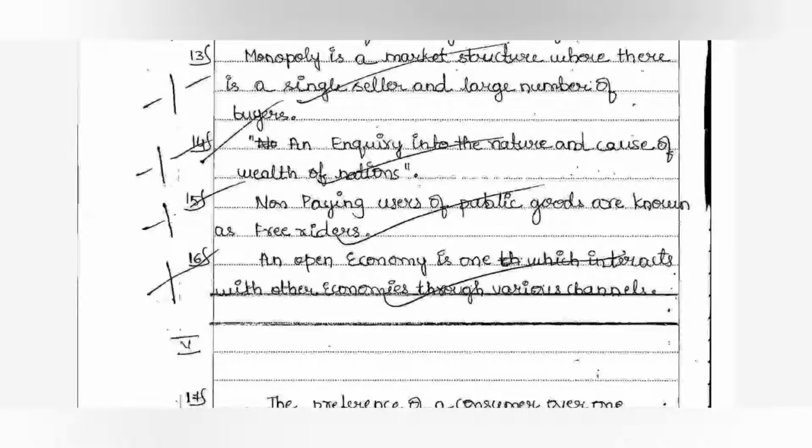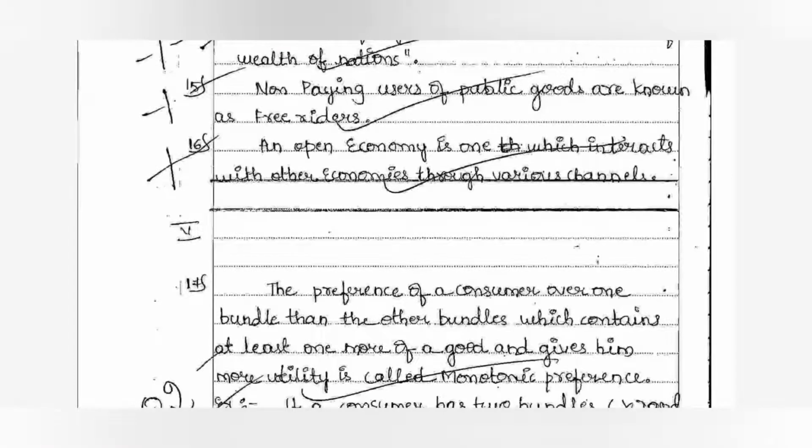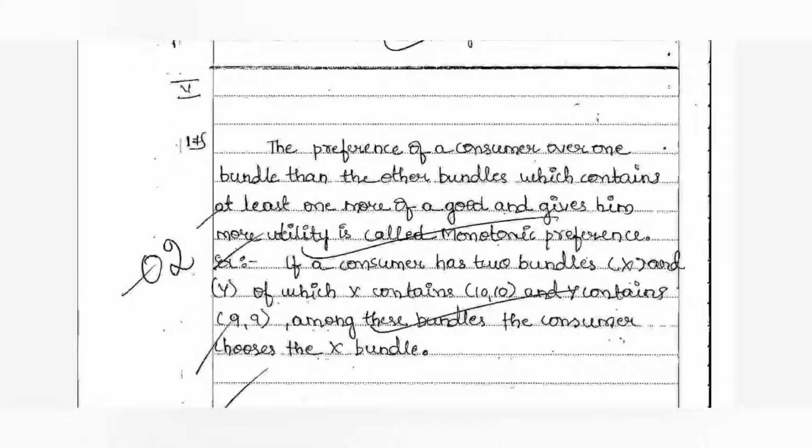He gave more priority to wealth, so that is why it is the work of Adam Smith. 15th question is who are free riders? Free riders are the people who use a public good without any payment. Open economy is one which interacts with other economies through various channels and mediums. Okay, let's move on to the 2 mark questions.